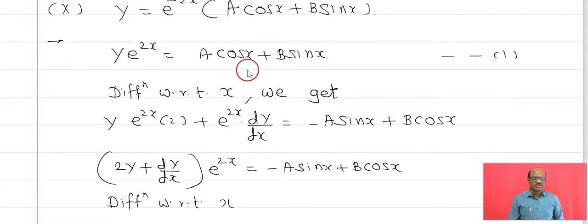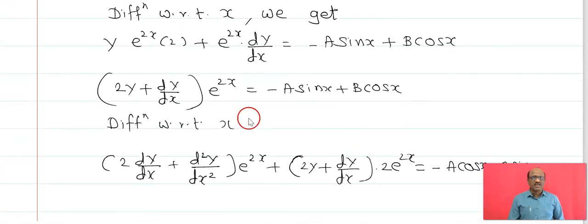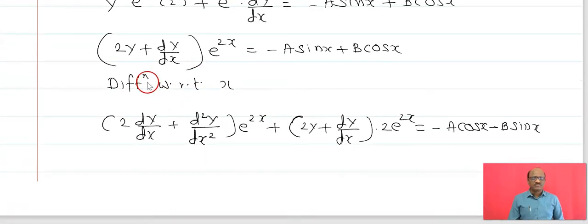What is the derivative of cos x? It is minus sin x. Plus, what is the derivative of sin x? It is cos x, times b. Here we take e raised to 2x as common, that is (2y plus dy by dx) in bracket, times e raised to 2x, equals minus a sin x plus b cos x. Again differentiate this with respect to x. Now we will apply the product rule for these two terms: 2y plus dy by dx, and e raised to 2x. But first differentiate 2y plus dy by dx.